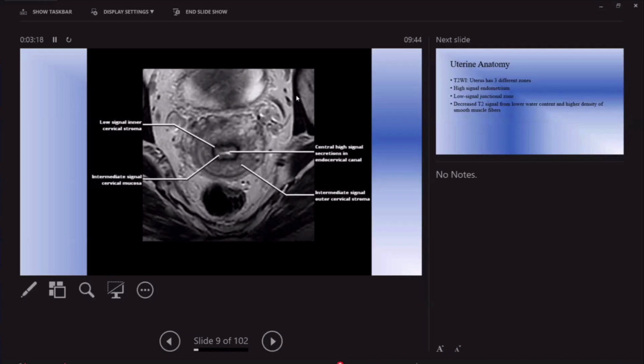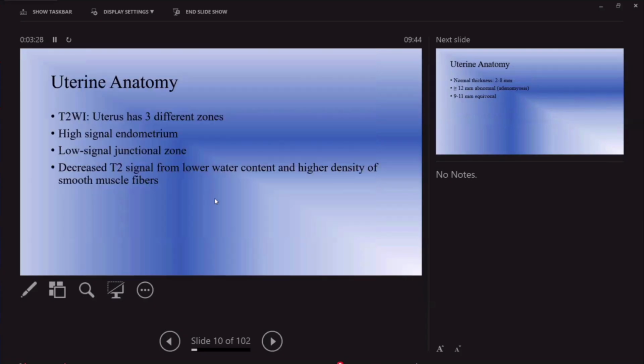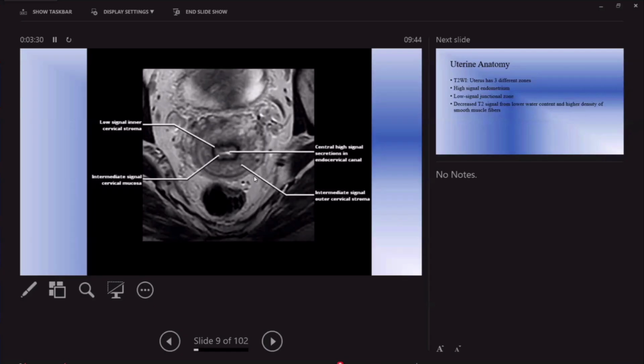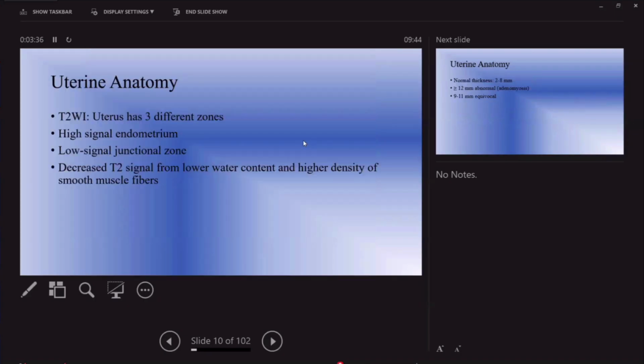And then if you look at the rest of this image here, you have areas of high signal intensity fat around the cervix. This is the area that we call the parametrium. And this is very important because whenever we are doing staging for cervical cancer, these are the areas that we are looking at to see if there is invasion into the parametrium or not.